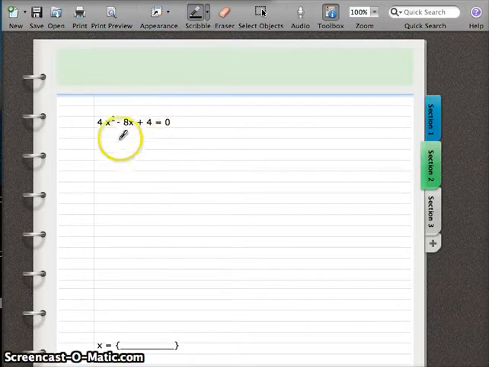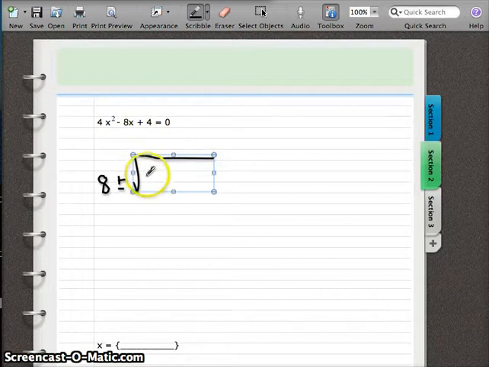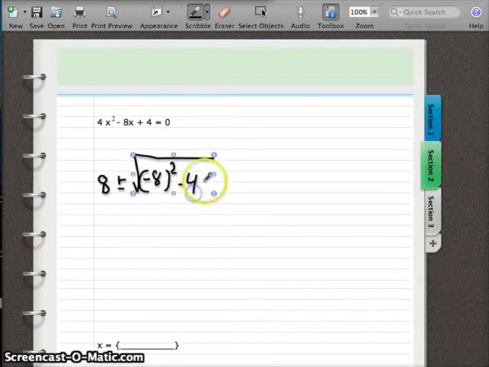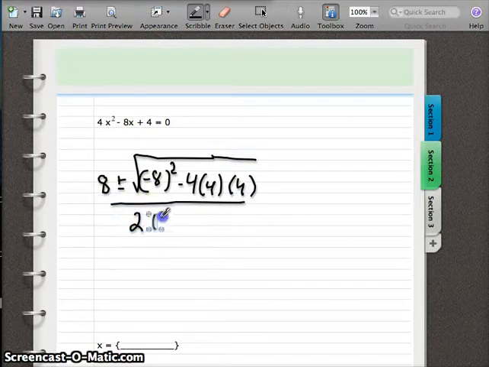Alright, so the opposite of b again. The opposite of -8 this time is +8, plus or minus the square root of b squared, so -8 squared, minus 4 times a, and a is now 4, times c, which is 4, all over 2 times a, again 2 times 4.